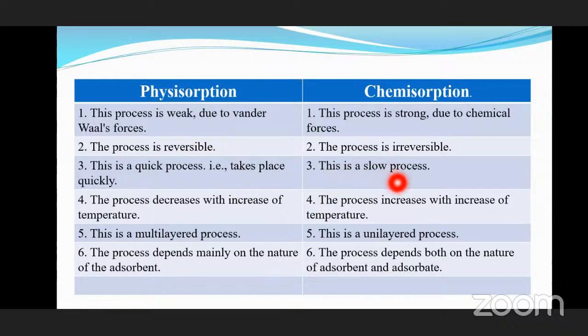Generally, all chemical reactions are slow reactions. That's why, to make chemical reactions fast, we have to add a catalyst. By addition of a catalyst, it will speed up and complete within a fraction of a minute. That means chemisorption is a slow process. Similarly, the fourth point, the process decreases with increase of the temperature.